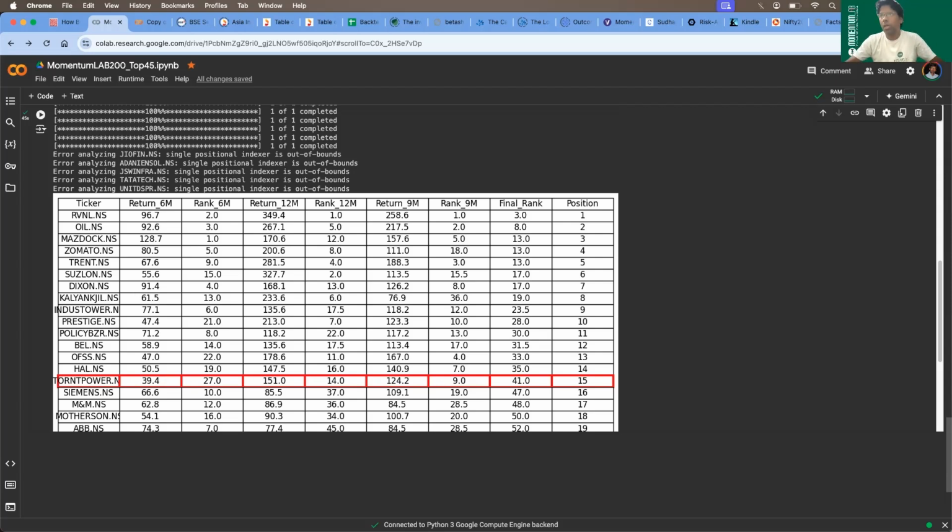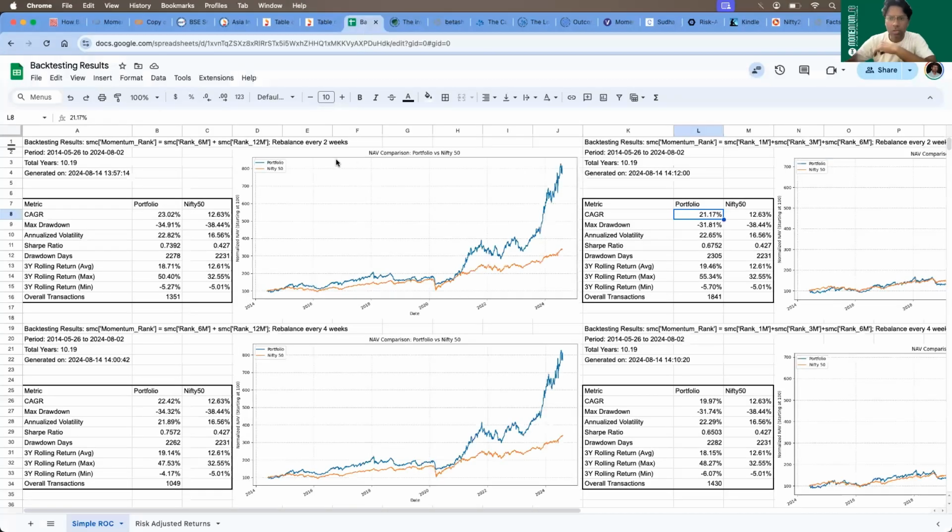Now let's quickly take a look at the backtested results. I've done a couple of backtests based on the last 10 years of data. And by the way, this takes into consideration survivorship bias. So all the stocks which were listed, delisted, merged, demerged, whatever has happened, has been taken care of. And we have also compared 5 different strategies here.